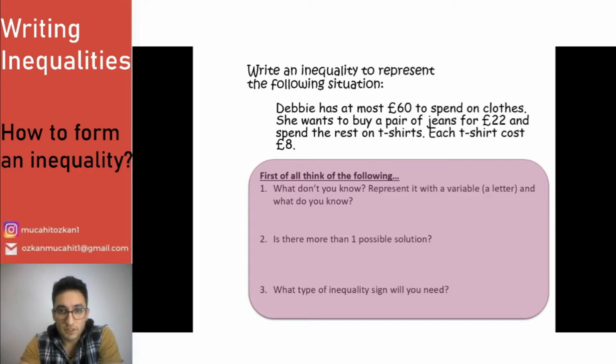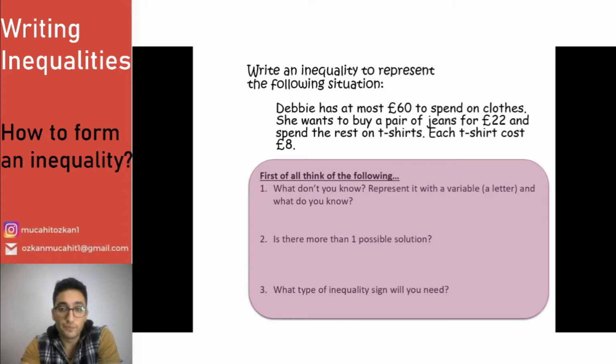Debbie has at most 60 pounds to spend on clothes. She wants to buy a pair of jeans for 22 pounds and spend the rest on t-shirts. Each t-shirt costs 8 pounds. And we need to write an inequality according to this question. Let's answer the following questions here.